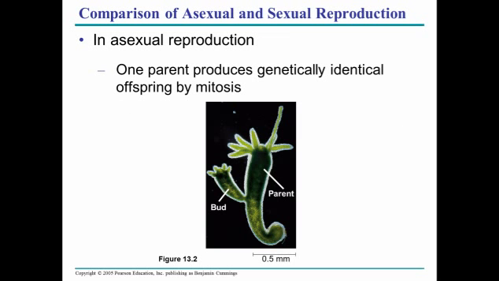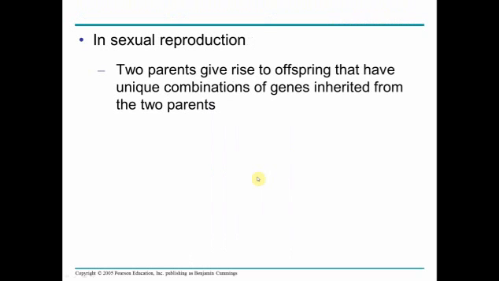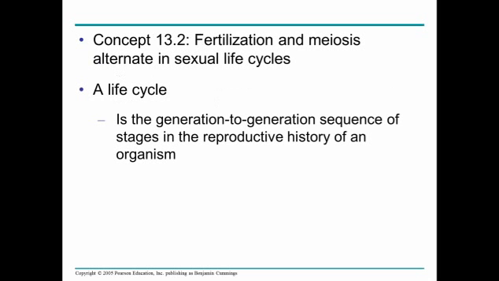If you reproduce asexually, then you can make identical clones of yourself. So prokaryotes like bacteria can do this through binary fission, for example. Or in this case, you have this cactus reproducing through budding, where this piece of the plant will break off and then form its own adult that is identical to the parent. They're all basically mitosis. So with sexual reproduction, parents give rise to offspring that are unique from the two parents.